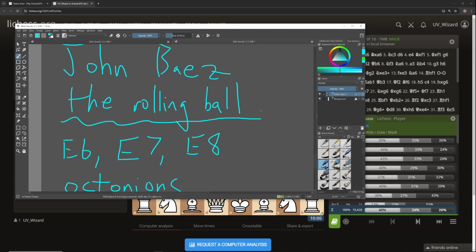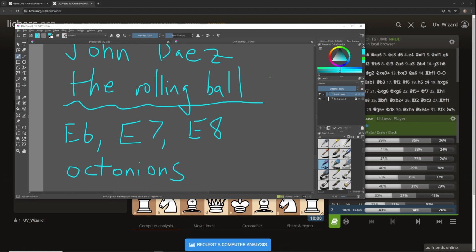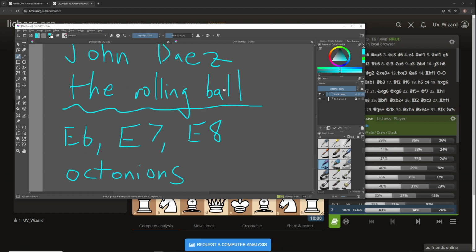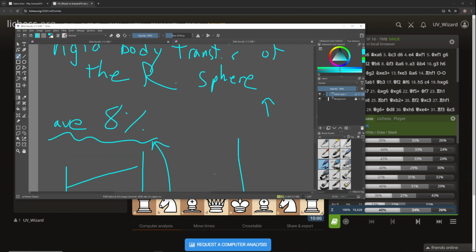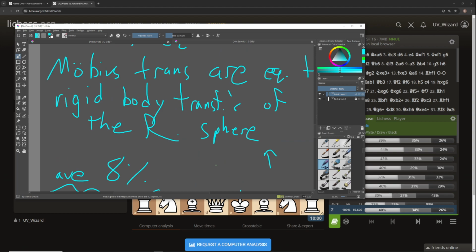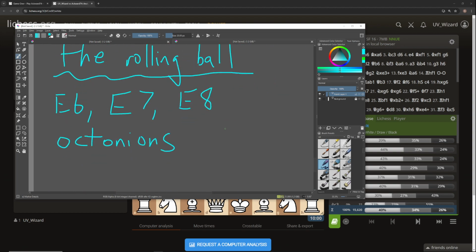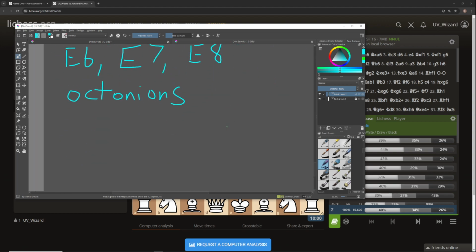And the rolling ball, we were talking about rigid body transformations of the Riemann sphere. Mobius transformations. Well, those are complex functions. So when you're talking about octonions, and if you want to understand octonions, there's the Cayley-Dickson process.